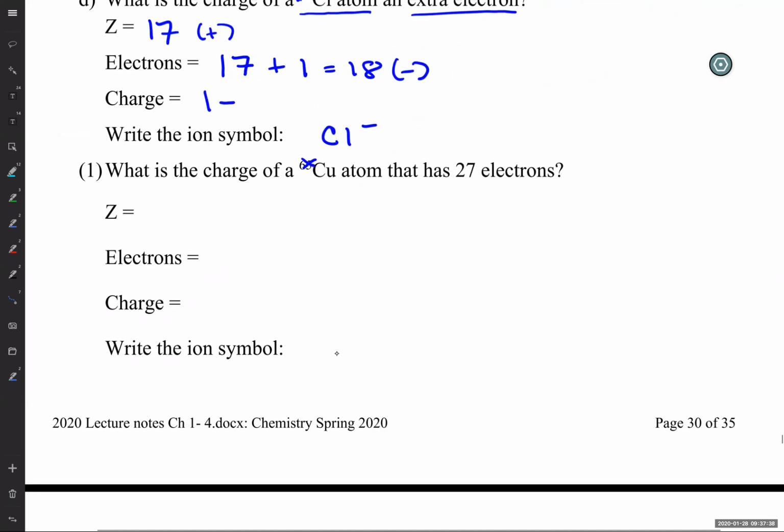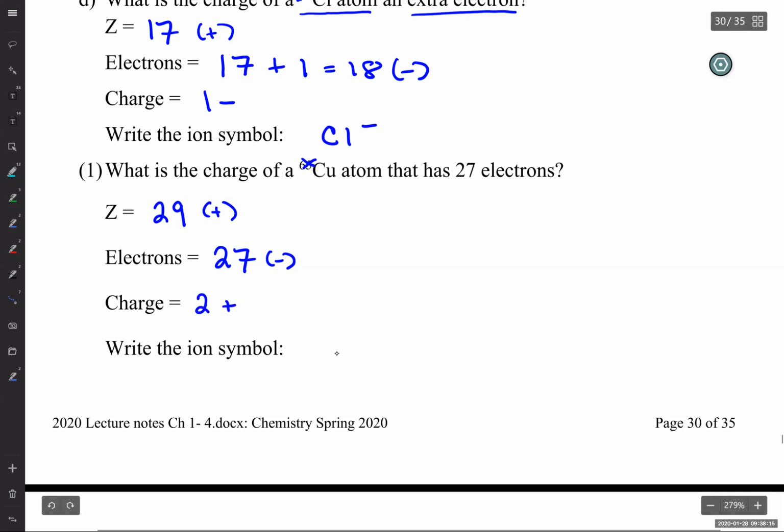All right, so we're going to do copper with 27 electrons. So how many protons does copper have? Where's copper? 29. Yeah, 29. So it has 29. So it has 27 electrons, right? This is your positives. This is your negatives. You have more positives than negatives, so what's the charge? +2, right? 1 for every extra charge.